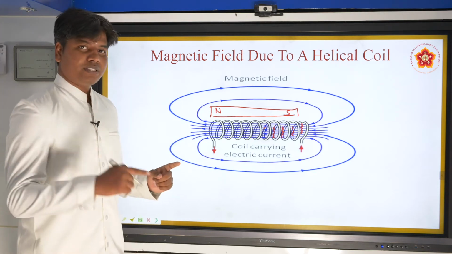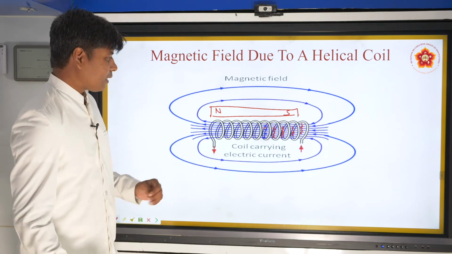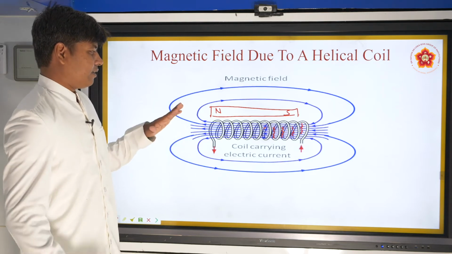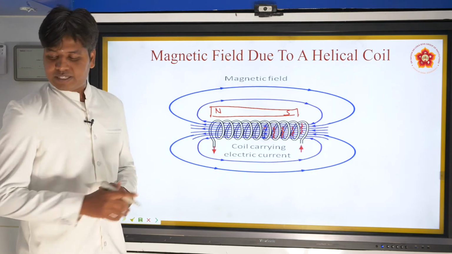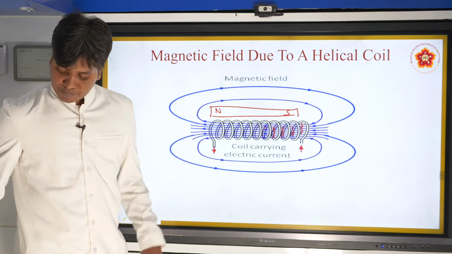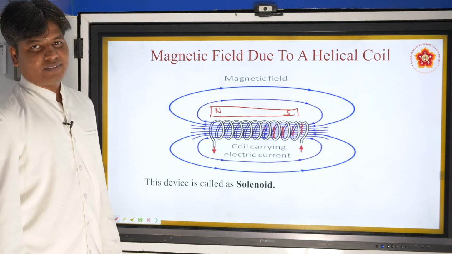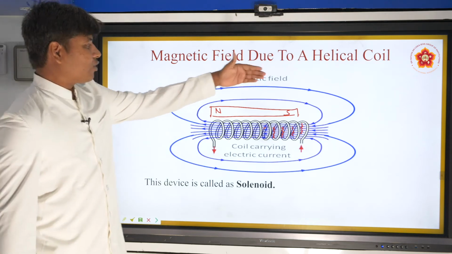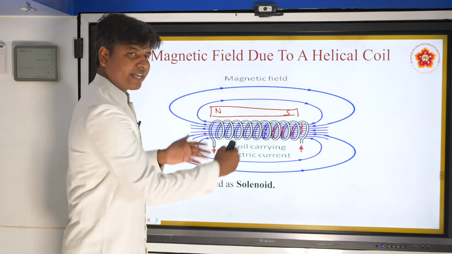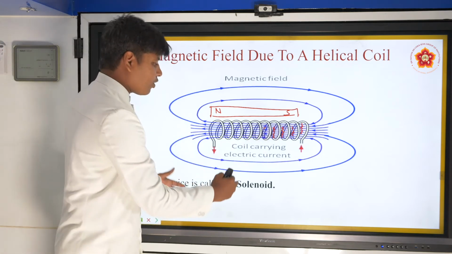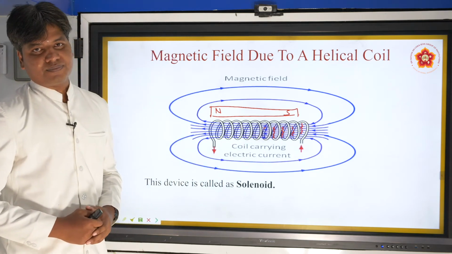So there are many advantages of this. What are the advantages we will study further. But for now, we are satisfied using this experiment. And this equipment we call a solenoid. This helical coil, the so many coils which we attached, this whole setup we call a solenoid.